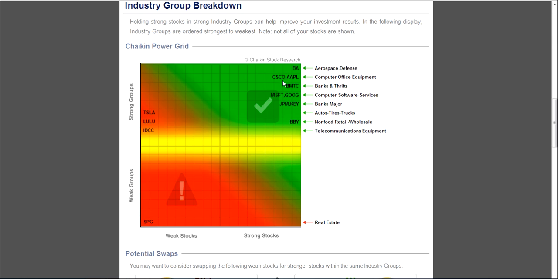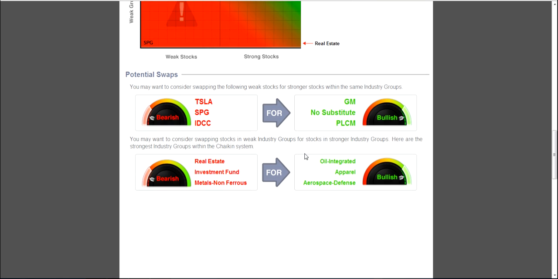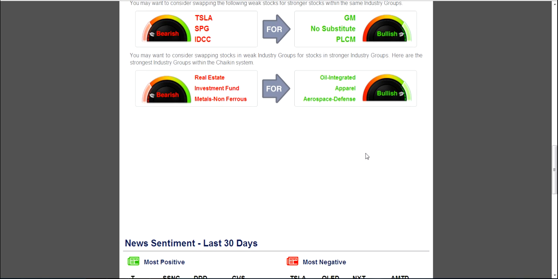And here is where we'd like to see our stocks. They're in both a strong group, and the stocks themselves are doing well with respect to relative performance. For those stocks that are on the left side of our grid, where appropriate, we'll offer you a swap. So Tesla could be swapped for General Motors. Typically, we're looking at something similar in market cap and in the same industry group for a swap. If we don't have one we think is appropriate, we'll just write no substitute. And in the same vein, group swaps, weak groups for stronger groups.